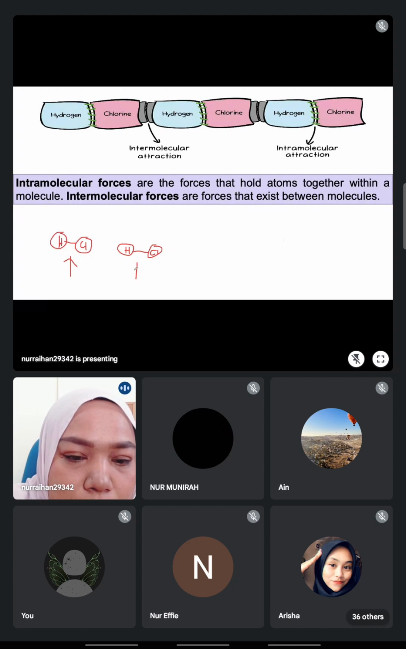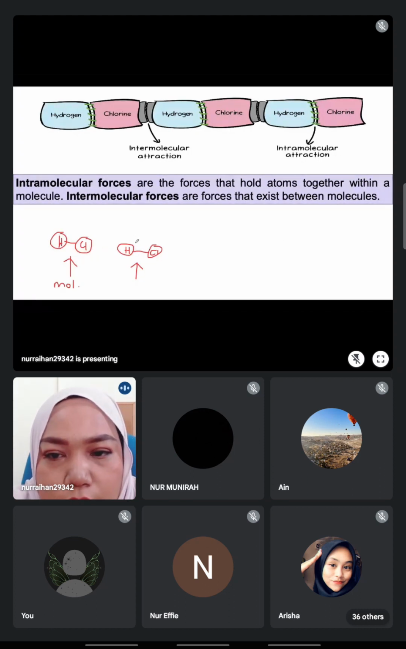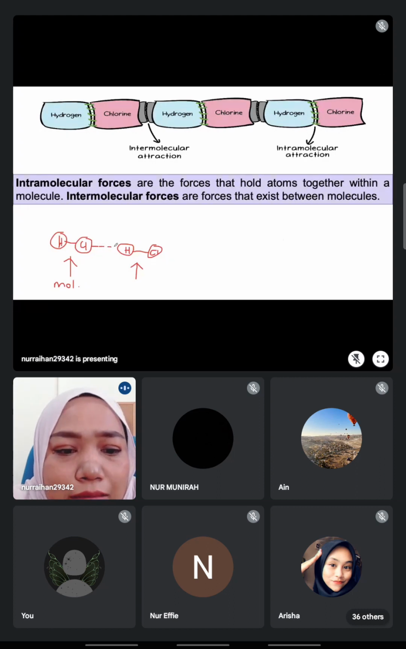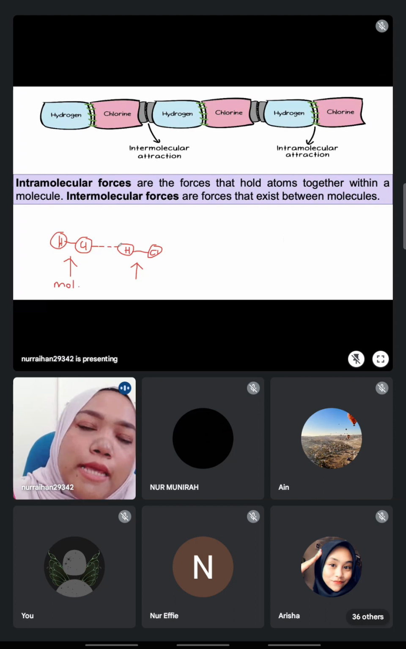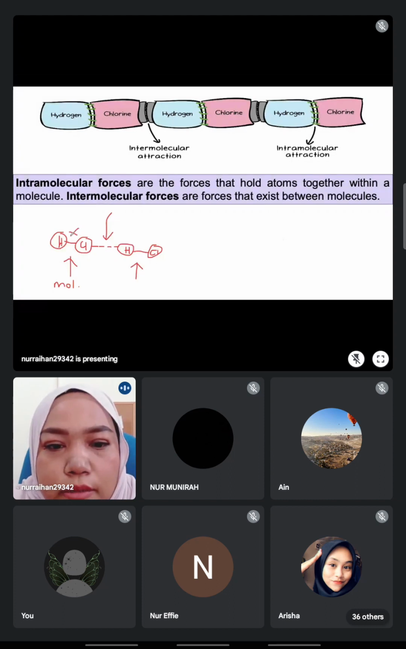HCl, these HCl, they are molecules. This is the atom hydrogen, atom chlorine, and the combination between hydrogen and chlorine will be a molecule. So this molecule HCl can combine with another HCl molecule via the intermolecular forces, or secondary forces. So when you apply energy, this one can be broken, this one cannot be broken.